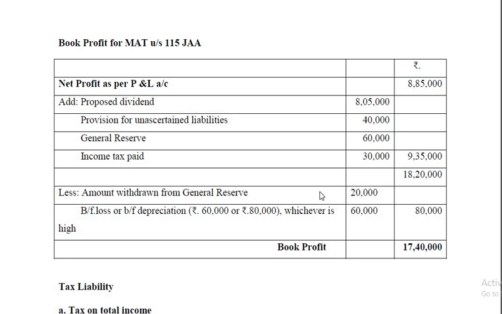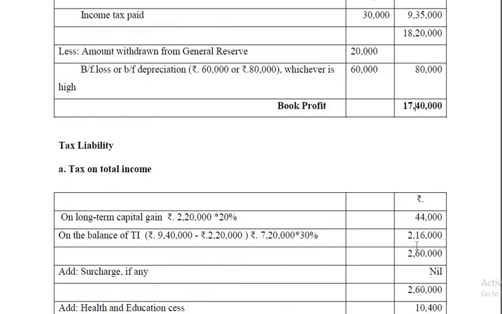And one more item, brought forward business loss or brought forward unabsorbed depreciation for accounting purpose. Of the two, whichever is less, that is deductible from net profit while calculating book profit. So here 60,000 or 80,000. 60,000 is the lesser one. So 60,000 is taken under deduction. So total deductions are 80,000. As a result, book profit is 17,40,000.